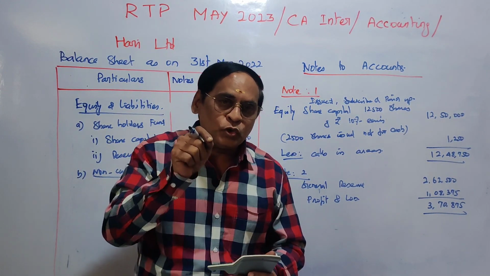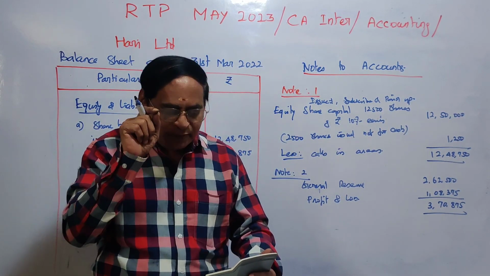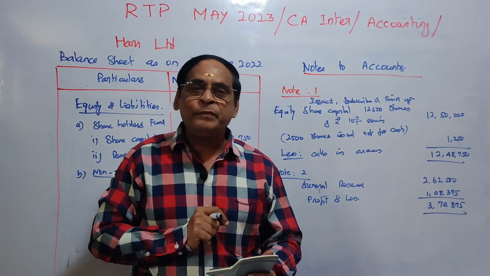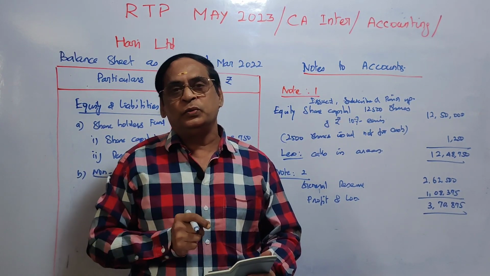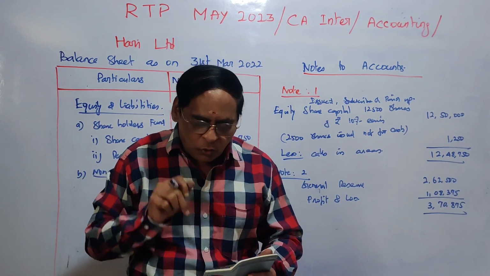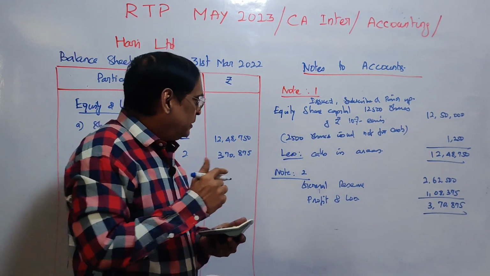But it includes, it is mentioned here, 9,375 rupees for interest accrued but not due. So it has to be deducted. It has to be shown in the current liabilities. So long-term borrowings, how much?